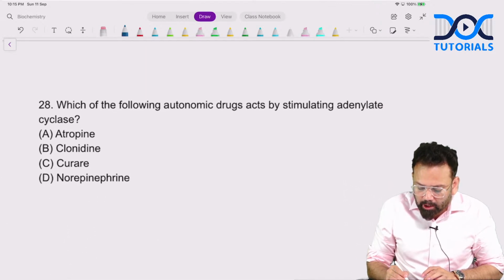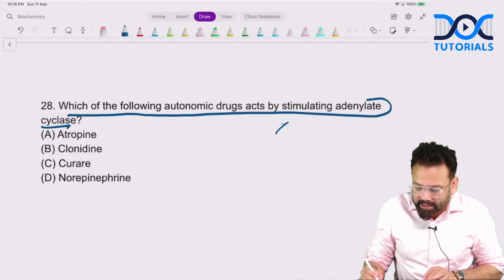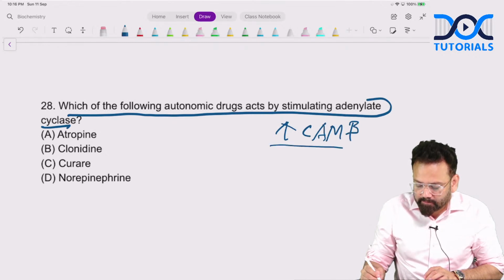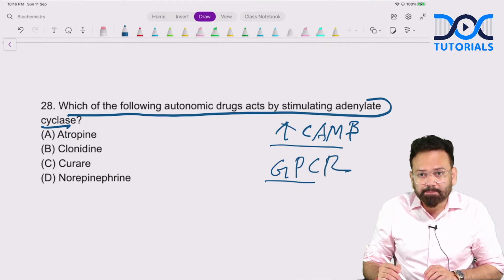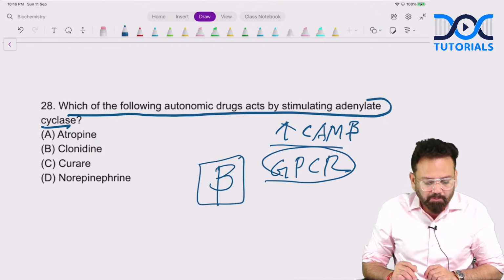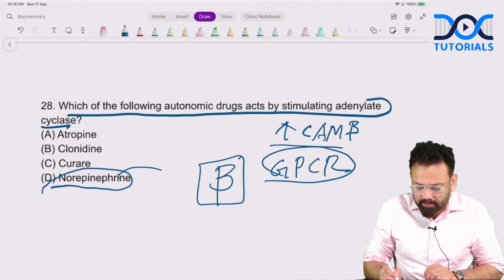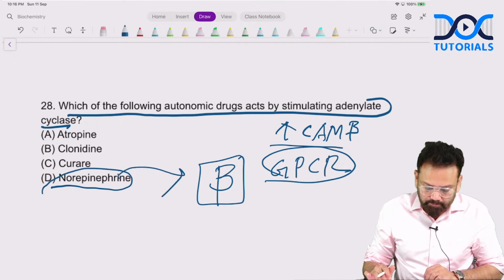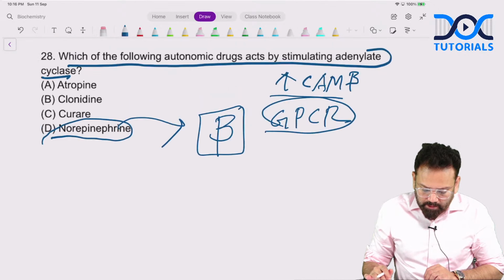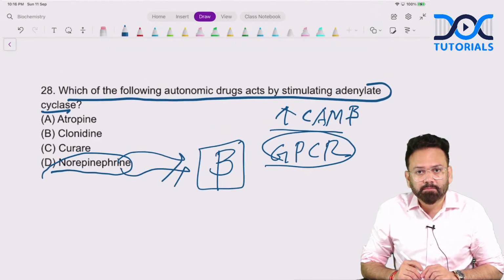Which of the following autonomic drugs acts on adenyl cyclase? Adenyl cyclase activates cyclic AMP. Cyclic AMP means which receptor? G protein coupled receptor. So which receptor is GPCR? Beta receptor. And which drug is acting on beta receptor? Norepinephrine. Yes, answer is D. Norepinephrine acts on beta receptor.